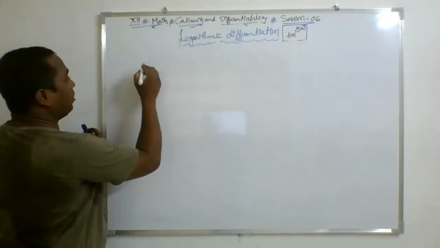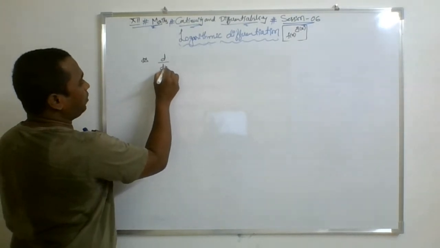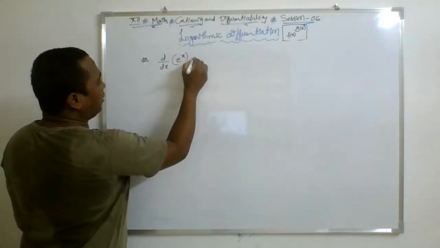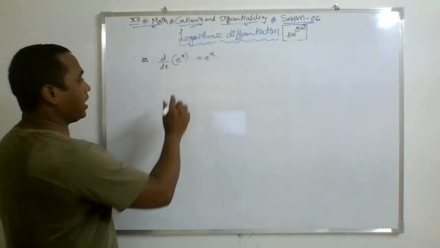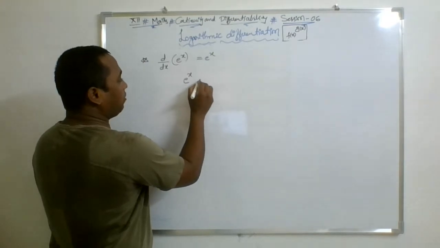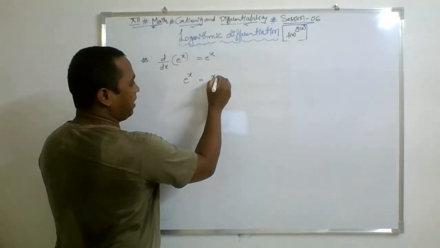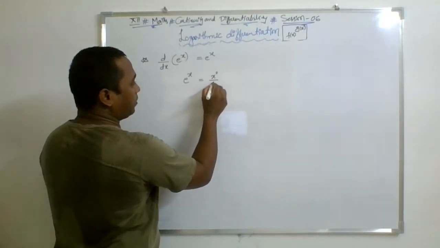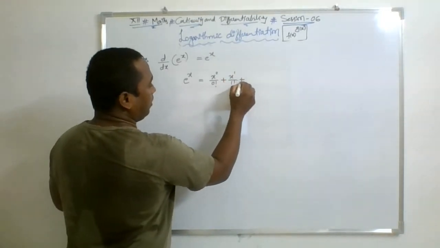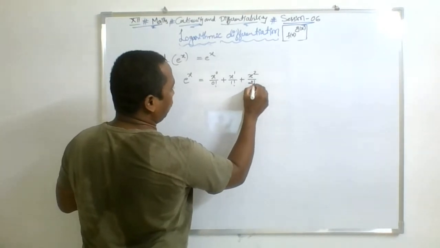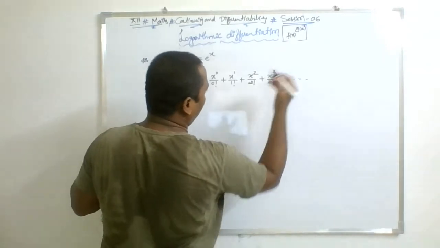First of all, we'll come to the differentiation of the e to the power of x function. Differentiation of e to the power of x is e to the power of x. This you can easily understand if you remember the expansion of e power x, that is the infinite series. I told you in the beginning of the session: x power 0 by 0 factorial, x power 1 by 1 factorial, x square by 2 factorial, x power 3 by 3 factorial, and so on.